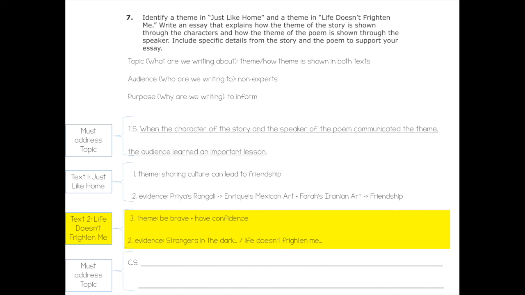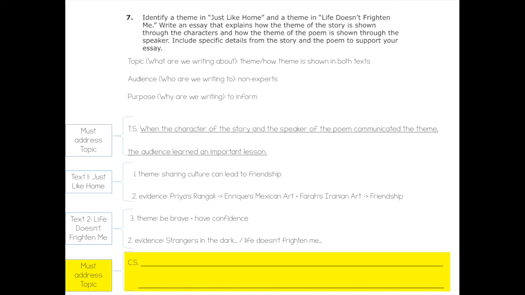So, notice I wrote "strangers in the dark," followed by an ellipsis. That's an indicator to me that I'm going to go back to my poem to complete that full quotation. I have a slash to indicate a new idea. And then I added another line from the poem that was powerful for me. "Life doesn't frighten me," followed by an ellipsis, so that I know to go back to my poem to complete that quotation.